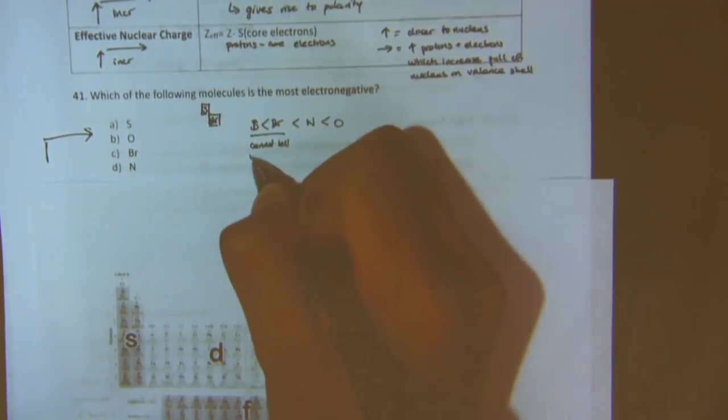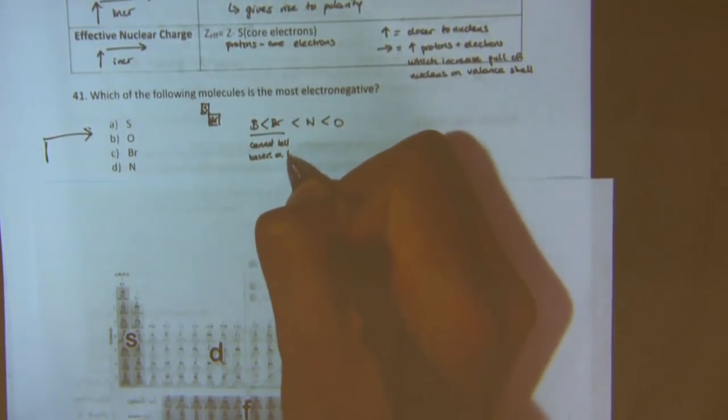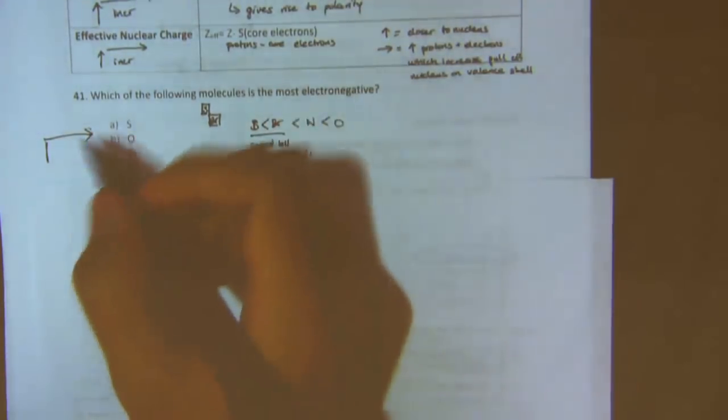So we would have sulfur here. This is like a periodic table, but we'd have sulfur and then we would have bromine. And remember the trend is up and to the right, but in this case it's down and to the right. So based on this, we can't tell. But I just ordered it because I looked it up. So the correct answer for the most electronegative would be oxygen.